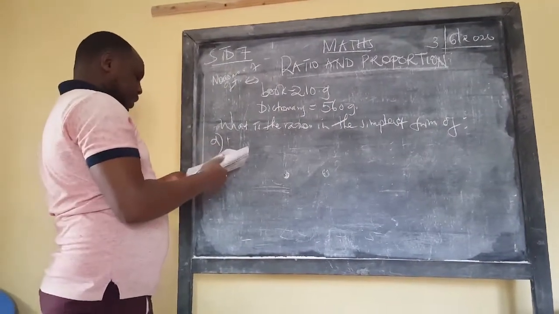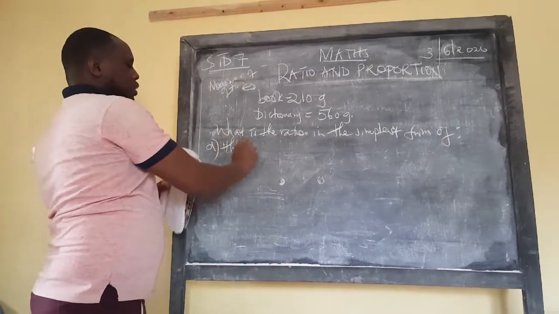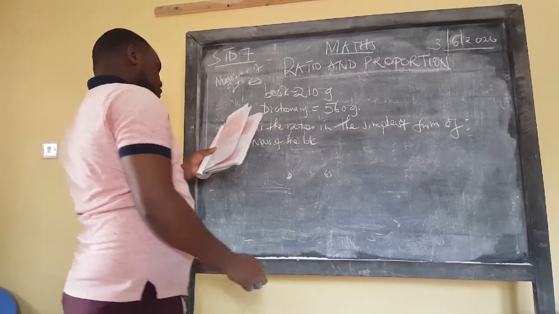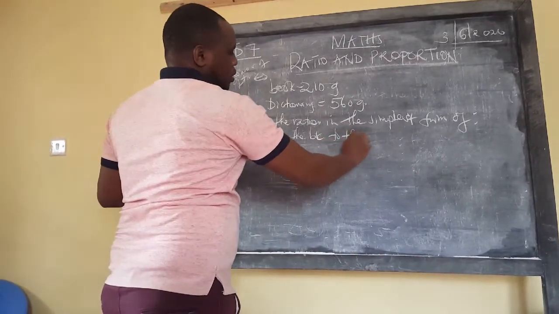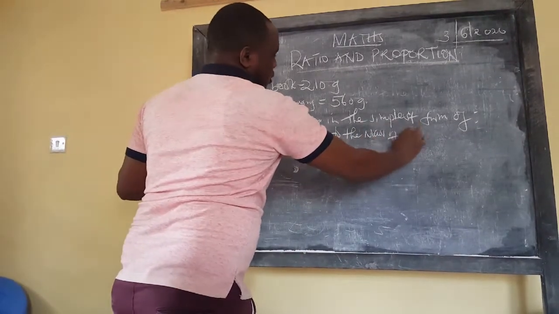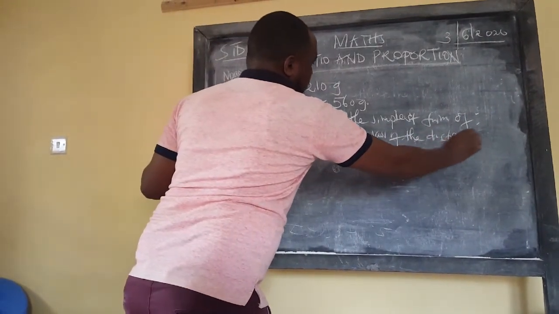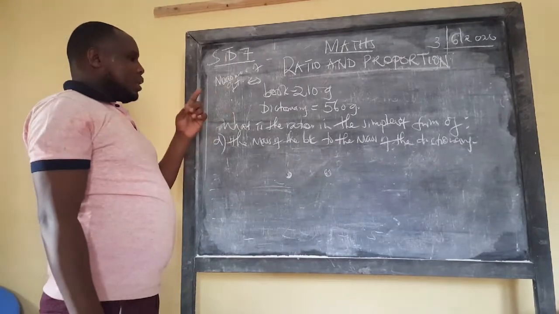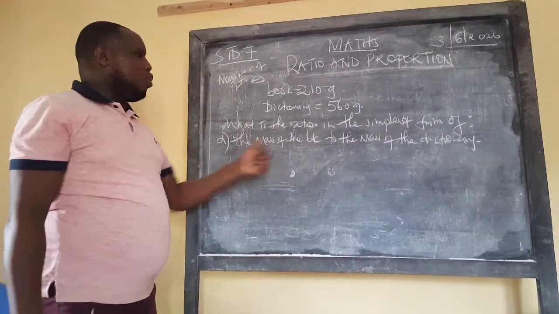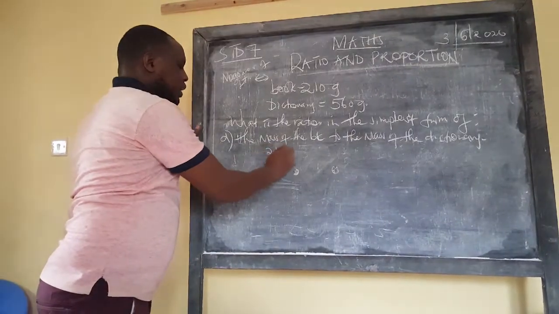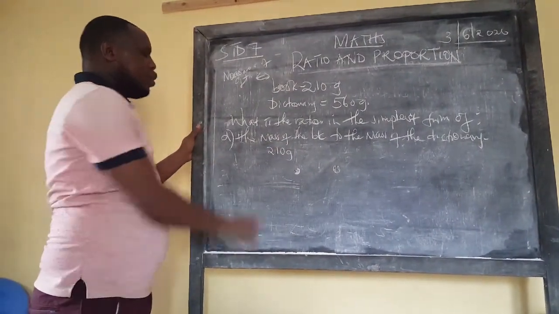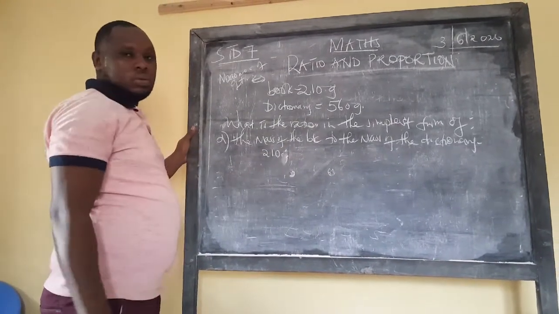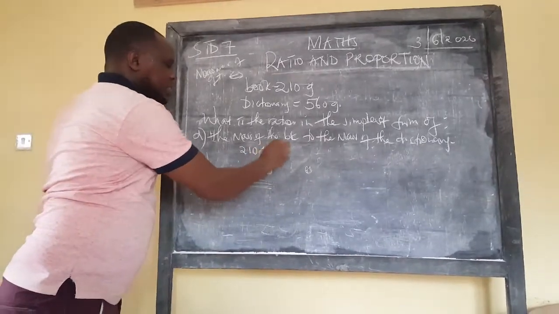The questions are here. Of A, the mass of the book to the mass of the dictionary. So the question is, what is this ratio in the simplest form of the mass of the book? What is the mass of the book? 210 grams to the mass of the dictionary. Because they are the same units, we don't write the units. 210 is to the mass of the dictionary, which is 560.